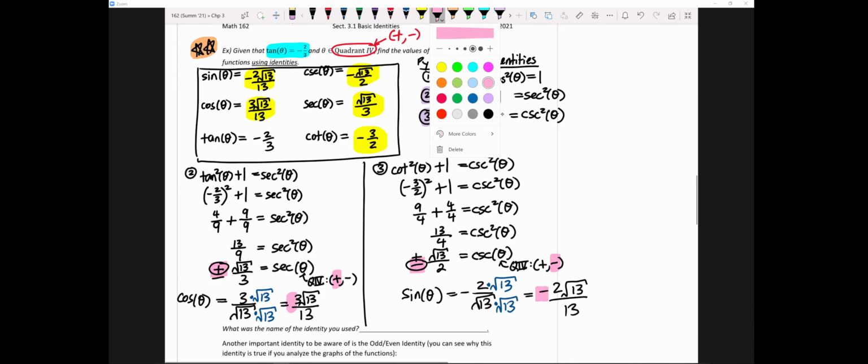Check that you have your plus and minus signs correctly. In quadrant 4, the phrase goes, all students take calculus. So cosine and secant are positive. The rest should all be negative. We can see from the signs that the x coordinate is positive, so cosine and secant are positive. The y coordinate is negative, so sine and cosecant are negative. And tangent is y over x, negative over positive, so it should be negative.